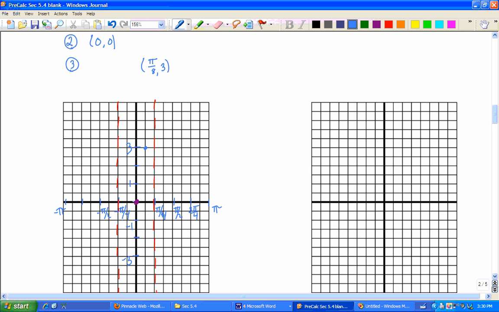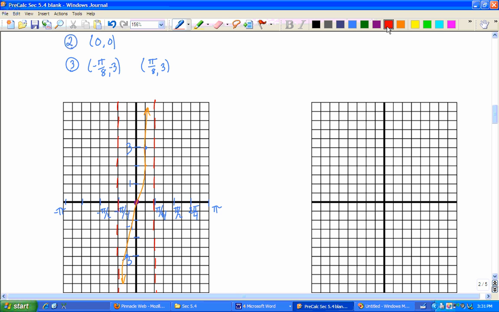And then if we go over here to the left, we're going to go down 3 halfway there. So this is going to be negative pi over 8, comma, negative 3. So there's our other point. Let's sketch it in because a tangent is an increasing graph. This one's going to be pretty skinny. There we go. And then what you want to do is you want to repeat that on both sides.